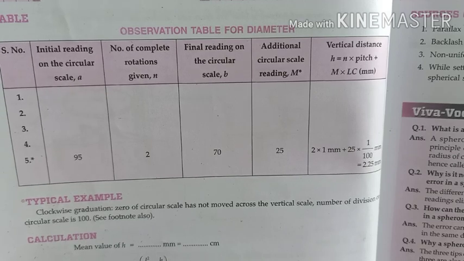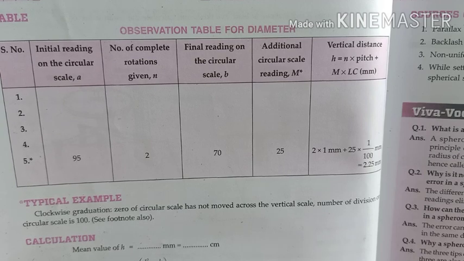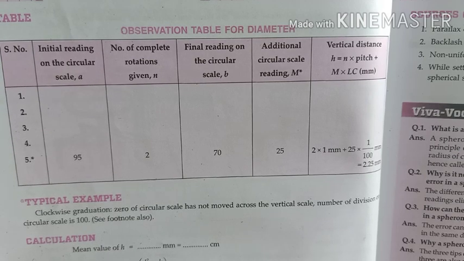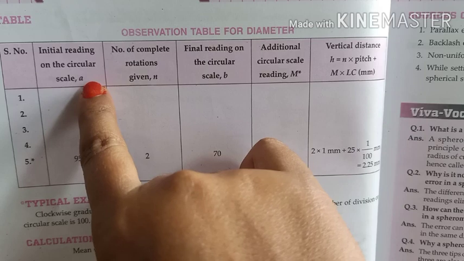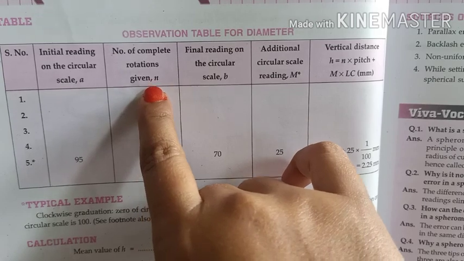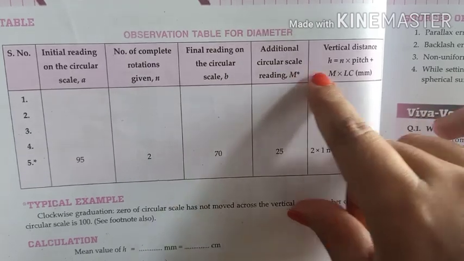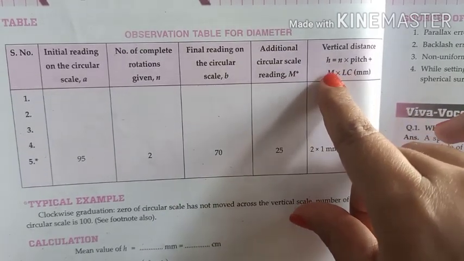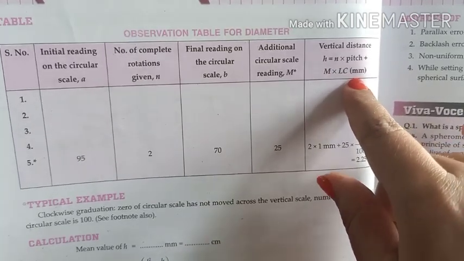Next is the observation table that we are going to fill, and you can see how many things we have to calculate using the spherometer. First is the initial reading on the circular scale, which is A. Then the number of complete rotations given, which is n. Final reading on the circular scale, B. Additional circular scale reading, m. And the vertical distance h, which we calculate as n into pitch plus m into least count, in millimeters. First of all, you should understand what the least count and pitch are for this device.